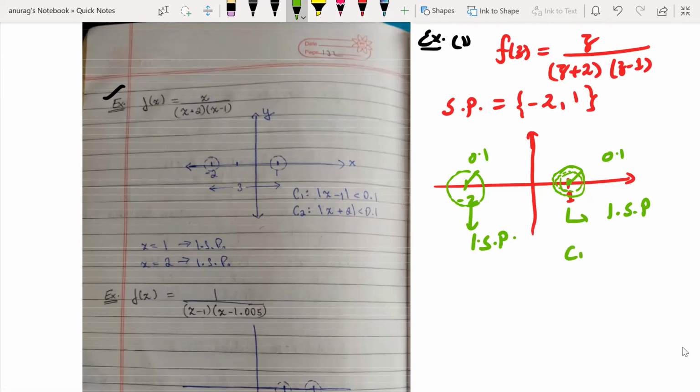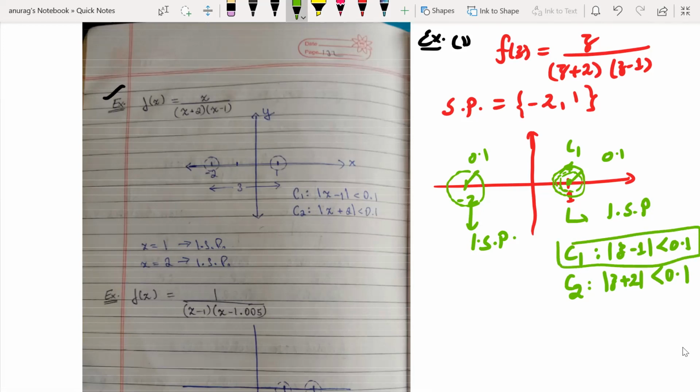For the C1 circle, if you draw the C1 circle, then what will be the interior points? The center is 1 and the radius is 0.1, and we are inside the circle only. What is the second circle? The center is minus 2 and the radius is 0.1. So inside the first circle, there is no existence of minus 2, and inside the second circle, there is no existence of 1. Therefore, these 2 points are called isolated singular points. Similarly, you can draw the next example.